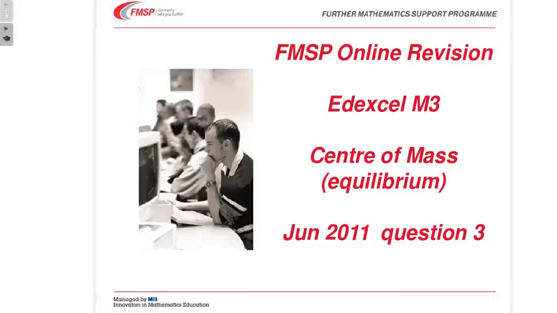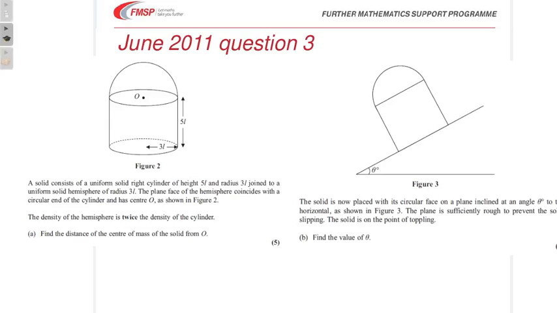Right, one of these centre of mass and equilibrium problems where you've got a composite shape. This is Edexcel M3 June 2011 question 3, and there's the question. Basically two parts to the question. The first part wants you to find the centre of mass of the whole thing. The second part tells you something about the equilibrium and wants you to find the angle.